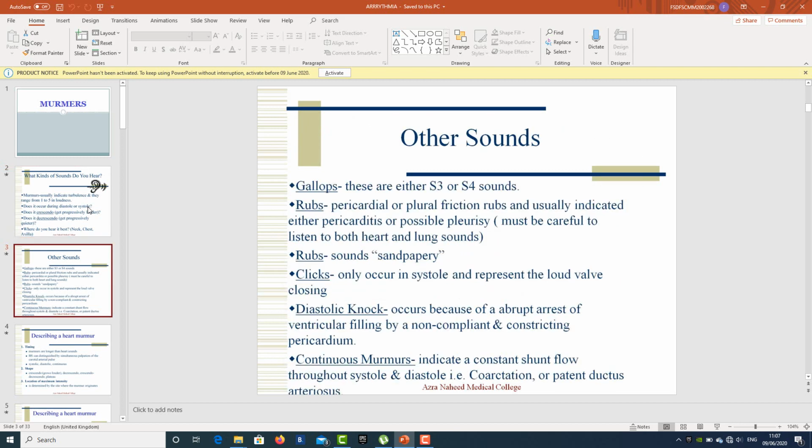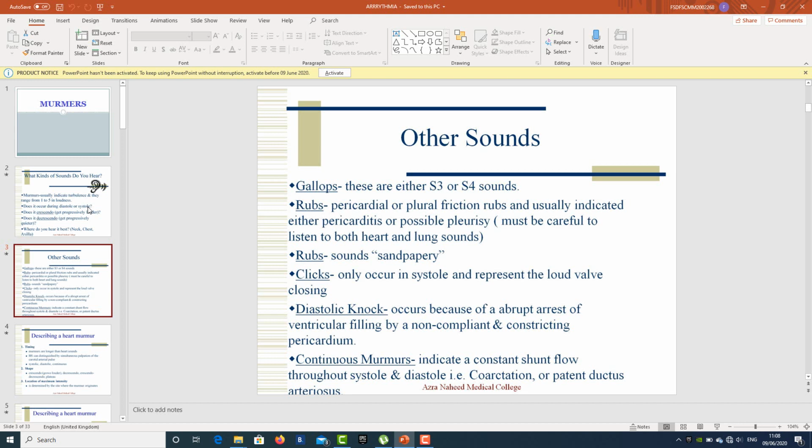Now, different other sounds are gallops, rubs, clicks, knocks, and continuous murmur. What is a gallop? Either these are S3 or S4 sounds. Rubs are pericardial or pleural friction rubs, and usually indicate either infection of the pericardium, that is pericarditis, or possibly pleurisy. It is very important to listen carefully for both the heart and lung sounds. The rubs sound sandpapery.